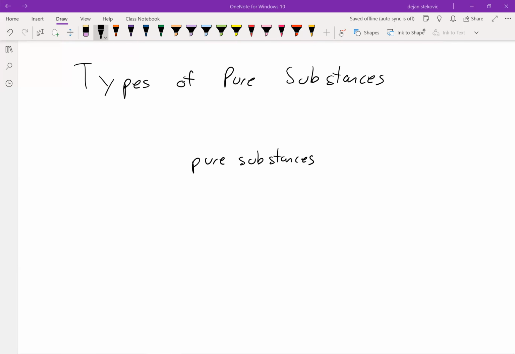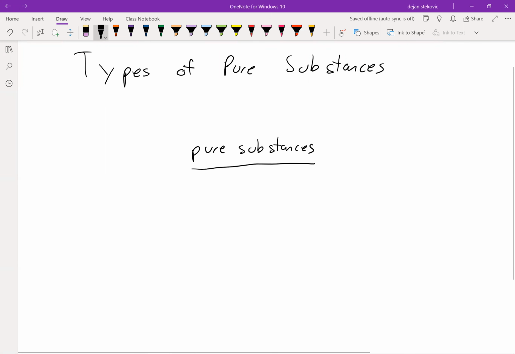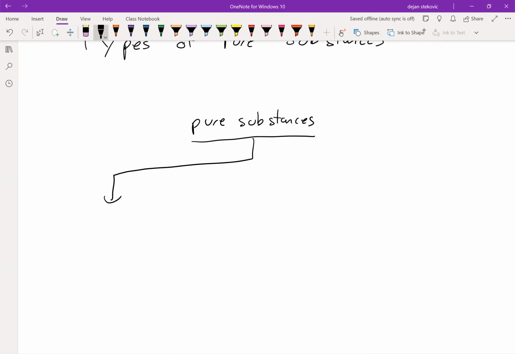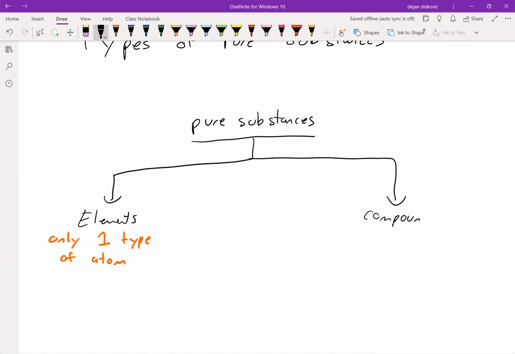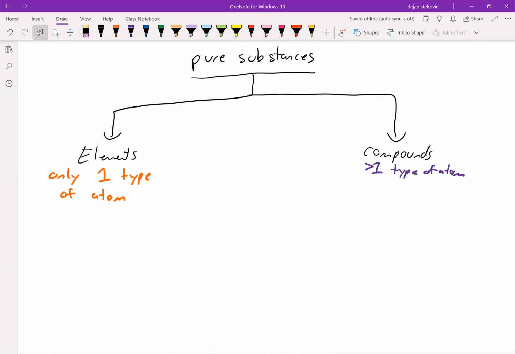All right, let's go back to our types of pure substances, and now we can explore this a little bit more. Previously we learned about pure substances, and we said they came in two main forms. There's elements, in which case we only have one type of atom. And then on the other side, we have compounds, in which case we have more than one type of atom. We can break these down even further.